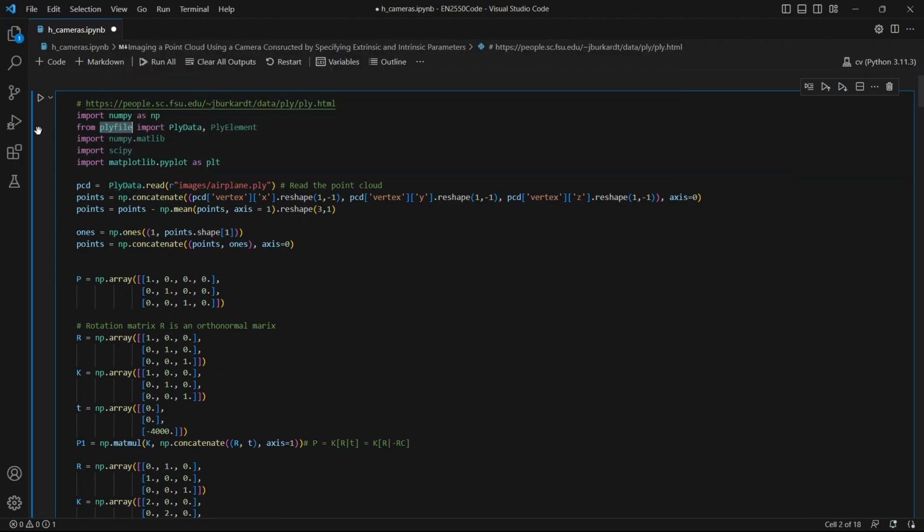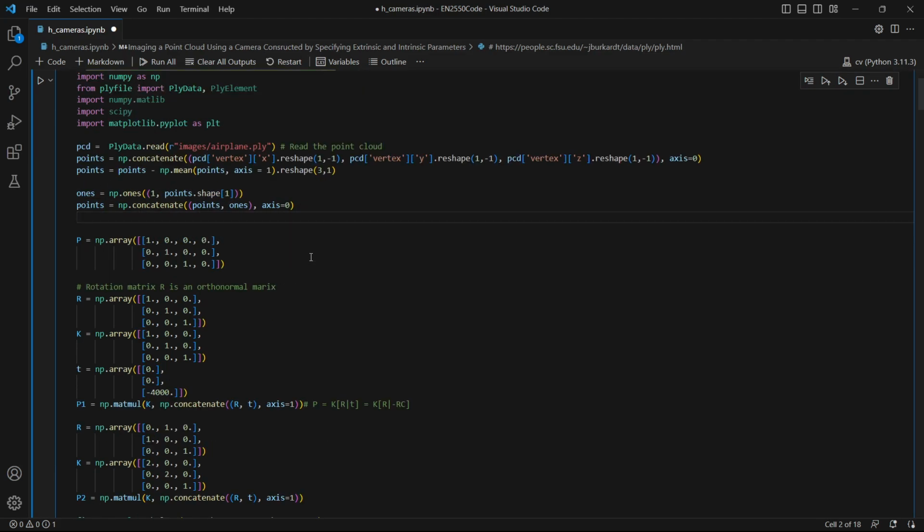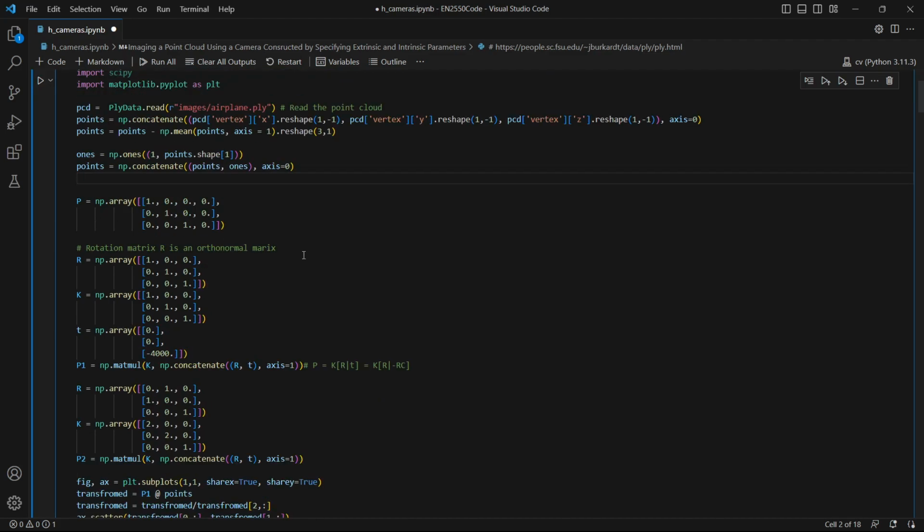Using this ply file, I can read the point cloud, PCD, ply data read, and then do a little bit of things to obtain the points. Now assume that you have the points here, x, y and z coordinates. Then I concatenate a 1 at the end to make them homogeneous coordinates. Then the first camera I will create like this.